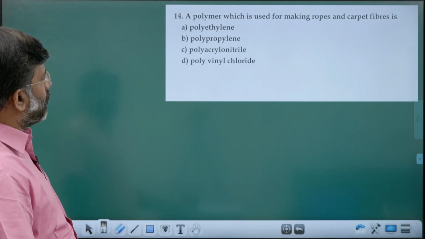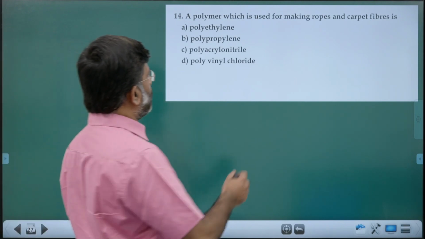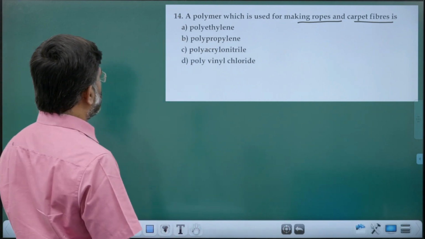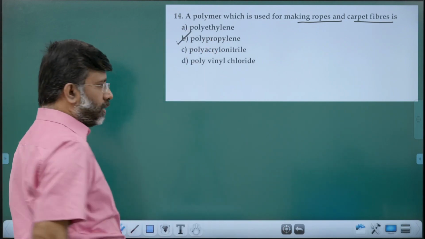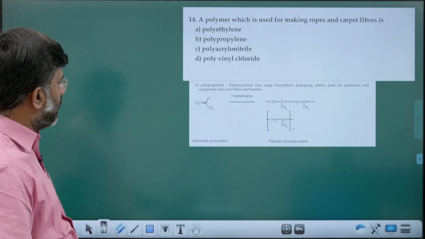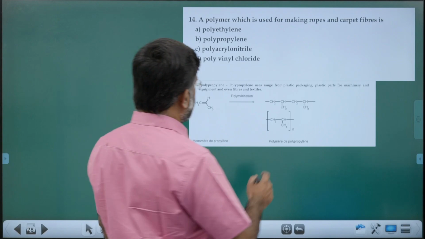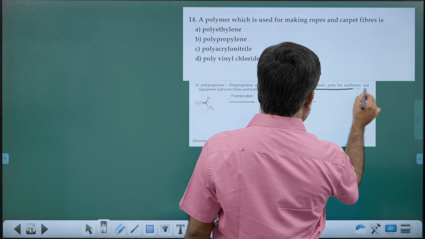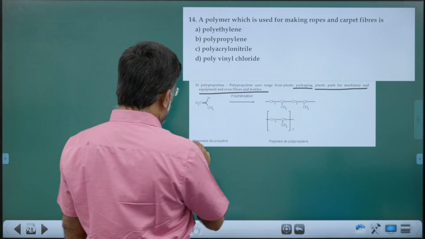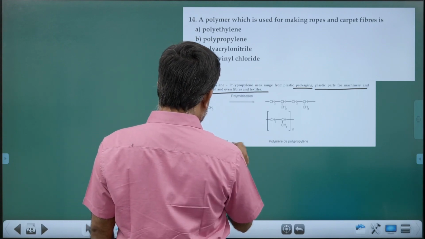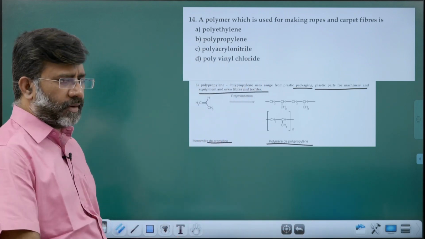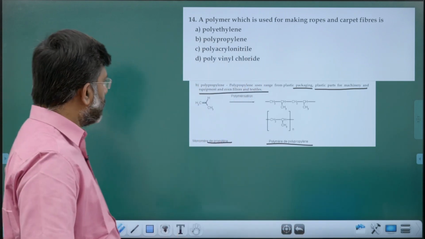Polymer which is used for making ropes and carpet fibers is polypropylene. Option B, polypropylene, is the correct answer. They are used for a range of plastic packaging, plastic parts for machinery and equipment, and even fibers and textiles. This is obtained from propylene. This is propylene, and this is polypropylene, a very famous plastic. Next one.